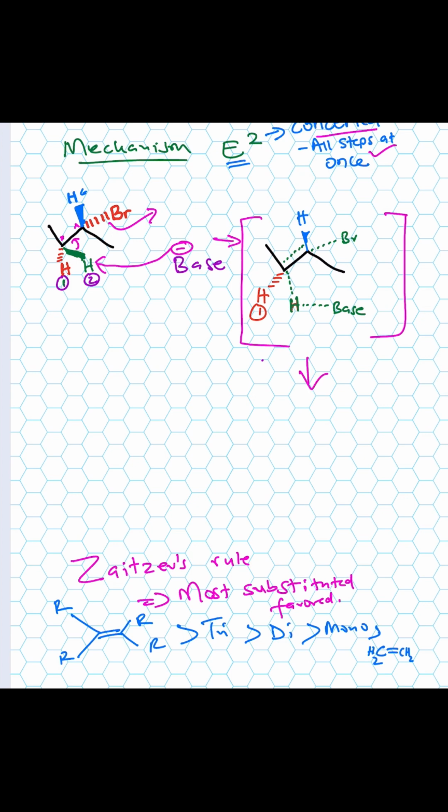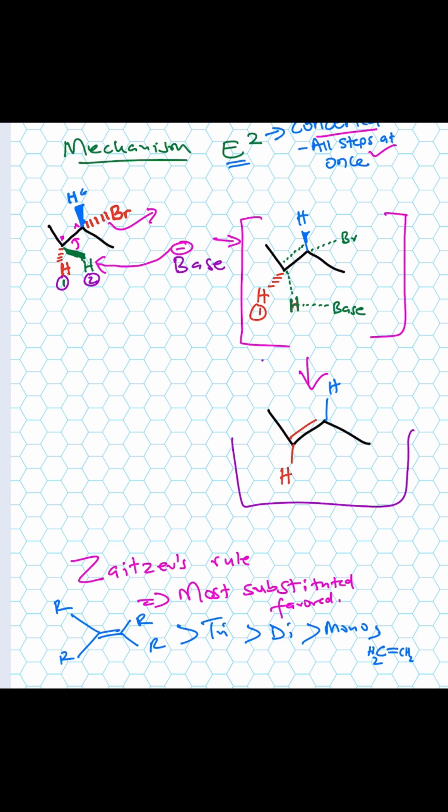And then that proceeds to give you the final product, where now you have a double bond at that position. You still have the blue hydrogen, and you have the red hydrogen. And that is the elimination product. It's an alkene.